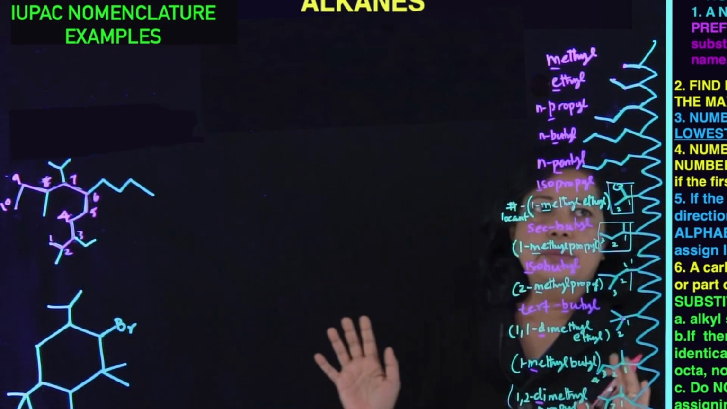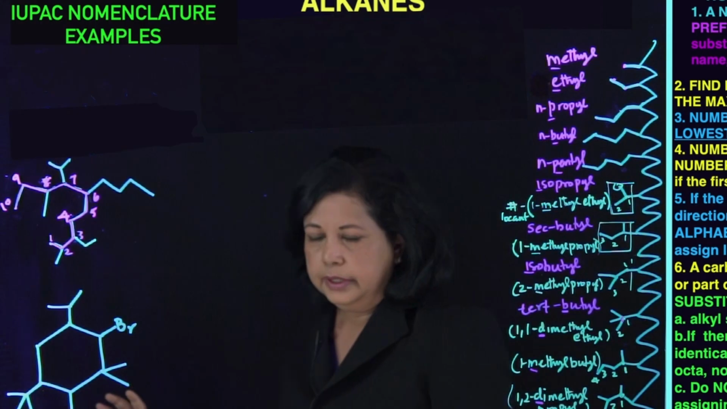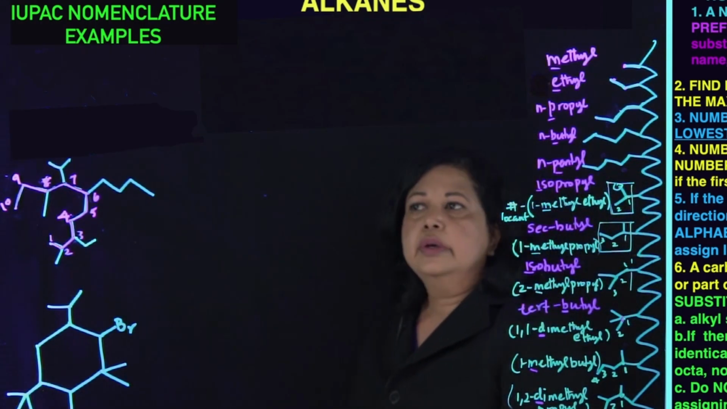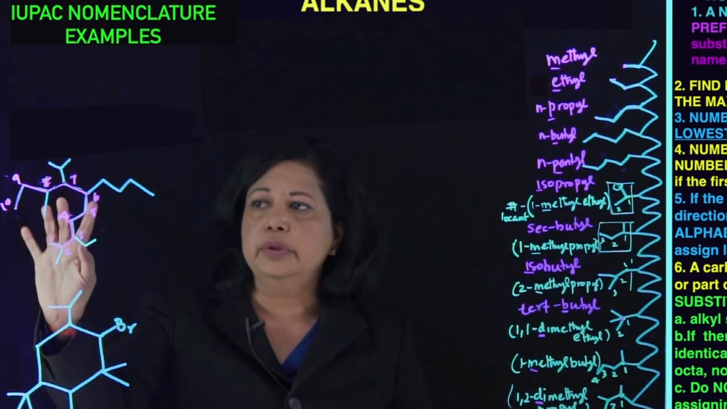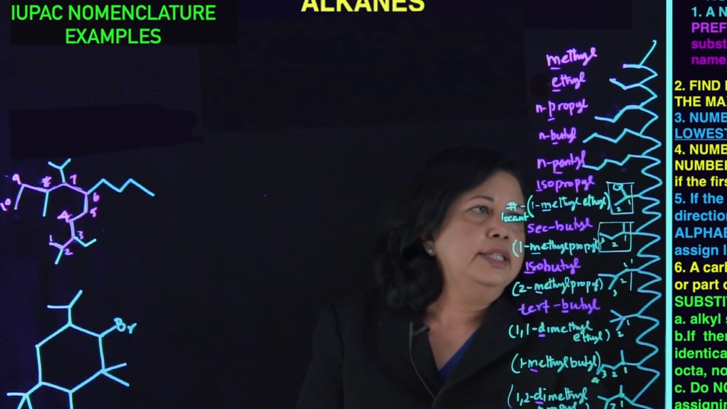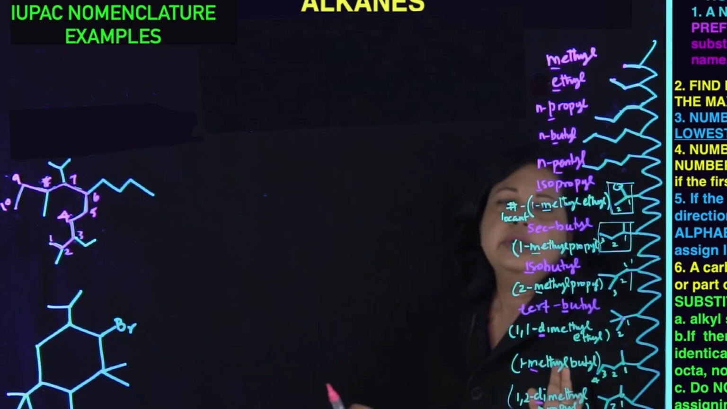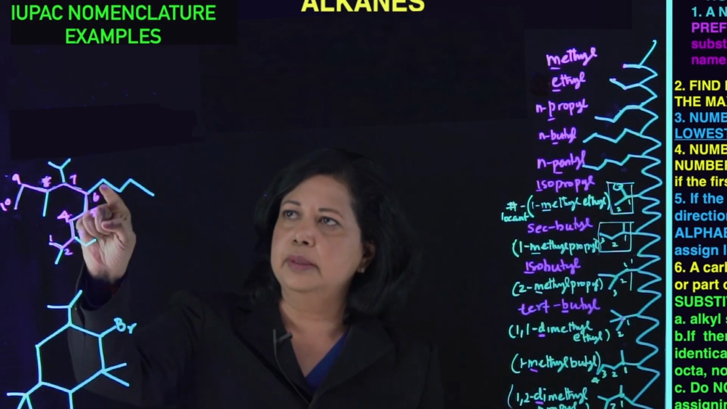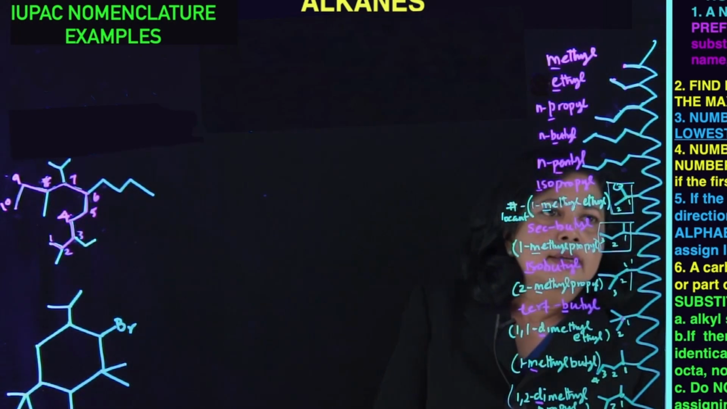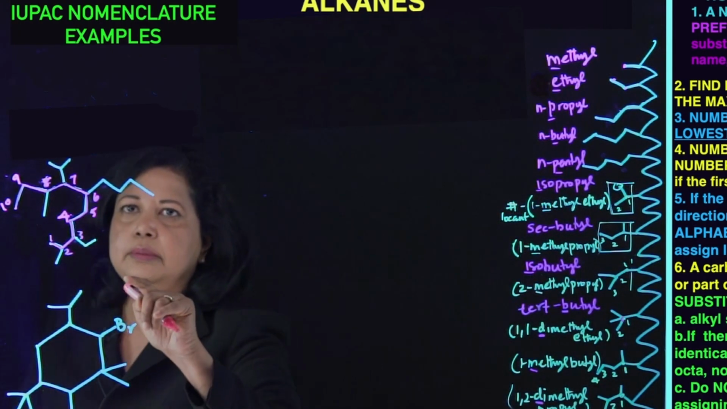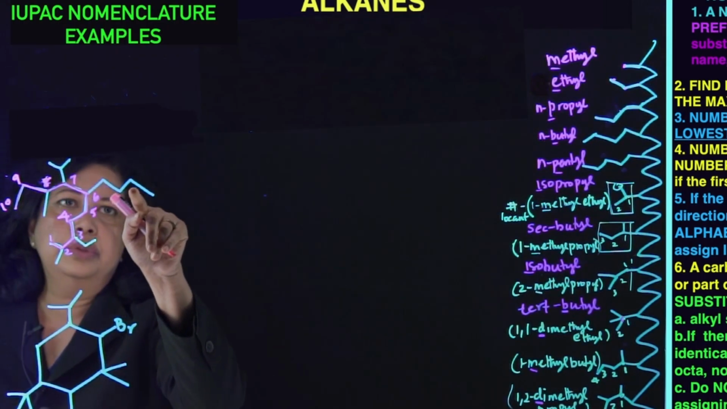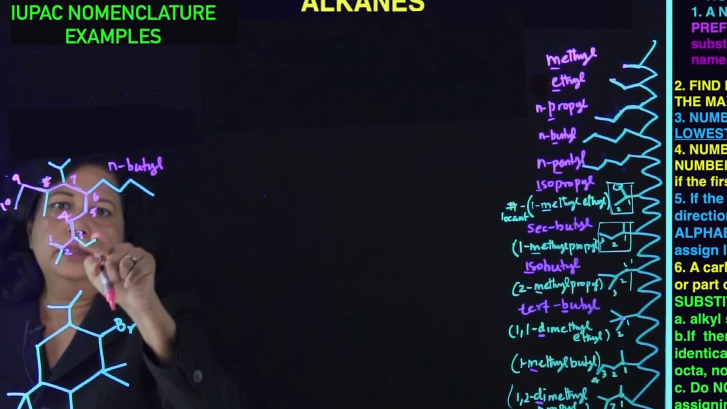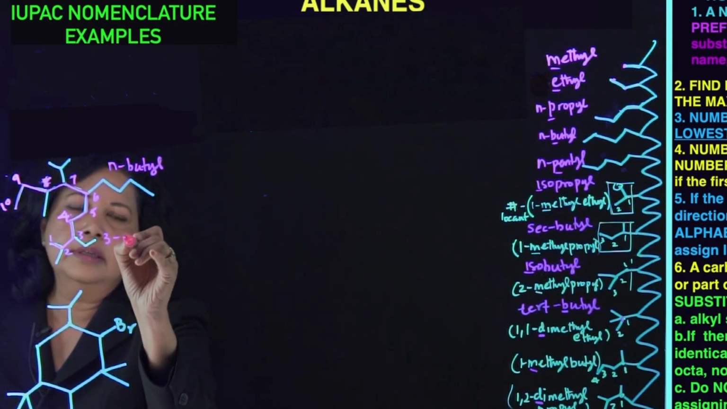Using these rules, the major challenge is to figure out the parent. If the numbers are the same, assign alphabetic priority. Actually, the numbers are different, so we don't have to worry about that rule. Each chain is either part of the parent or a substituent. We know that, so we won't count this for the substituent. We only count the substituent from here, and so on. So let's see who the substituents are. On 6, you have 1, 2, 3, 4. So that's an N-butyl. 3 is an ethyl.